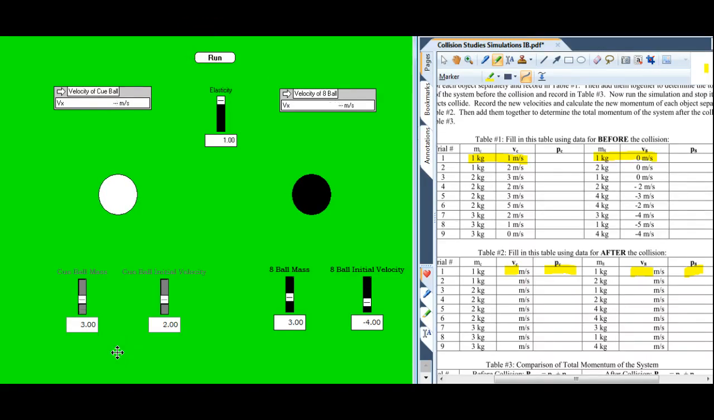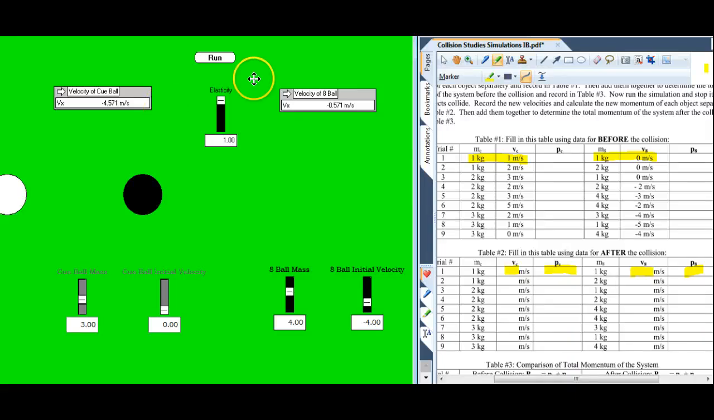Okay, trial number 7. Bounce, another big bounce. We've got -4 and +2. Trial number 8. Boom, going back, -2 and +4. Okay, and here we are at trial number 9. And we get -4.57 and -5.7 for the 8 ball. Okay, so that allows you to fill in table 2 for the first question.